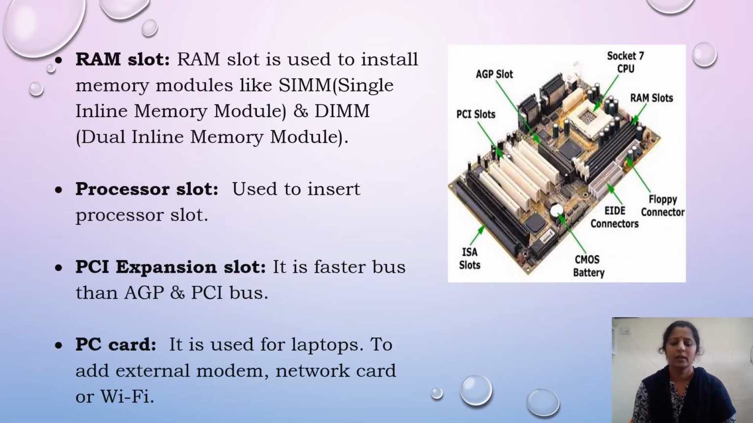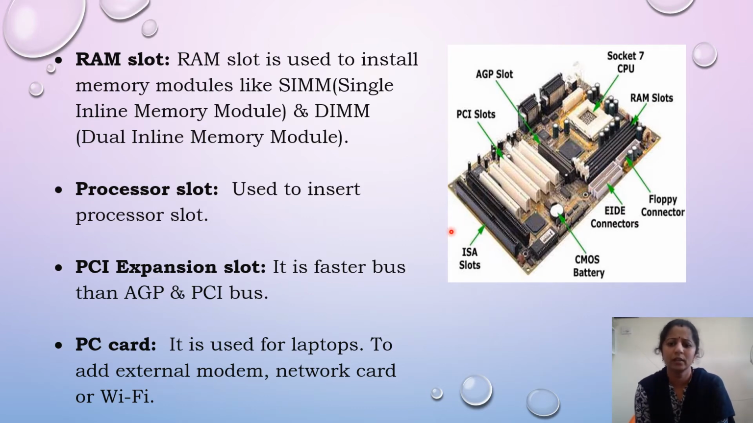Then your RAM slot. You know why we need a RAM slot. RAM is your primary memory. When you are performing any operation on the computer, the presently running application will be present in your RAM. Without RAM, we cannot perform any operation on the computer. Two different kinds of memory modules are available for RAM, that is the single inline memory module and the dual inline memory module. These memory modules will be added here. Are you able to see? So these are your RAM slots.